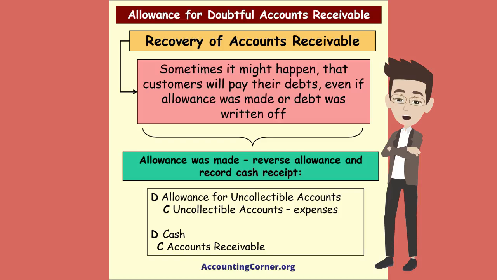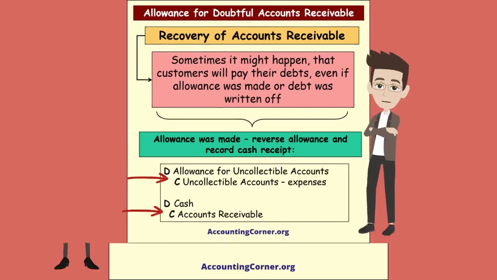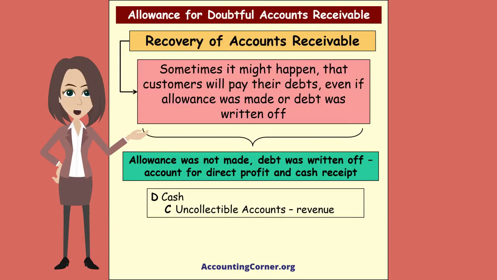Sometimes, even after writing off a debt, a customer might pay their outstanding amount. If an allowance was made, the business reverses the allowance and records the cash receipt in the financial statements. The journal entry involves debiting the allowance for uncollectible accounts and crediting uncollectible accounts expenses. Then, cash is debited and accounts receivable is credited. If no allowance was made and the debt was written off, the recovery is treated as revenue. In this case, cash is debited and uncollectible accounts revenue is credited to recognize the unexpected income.